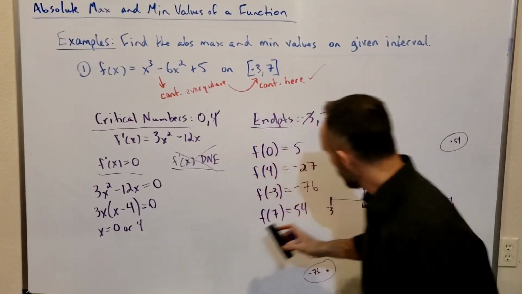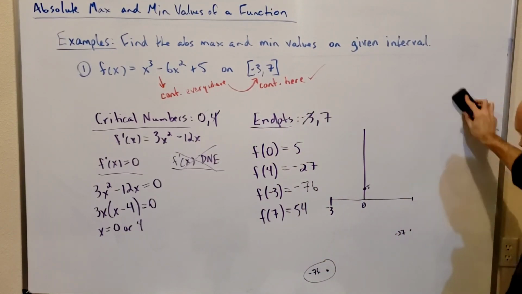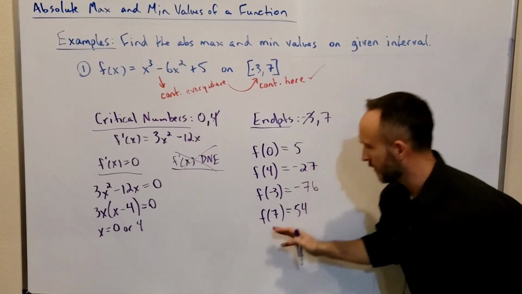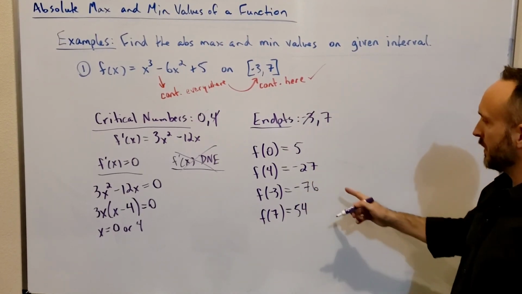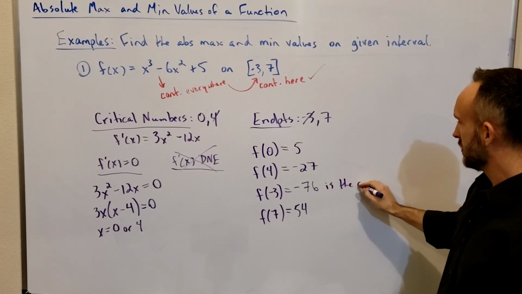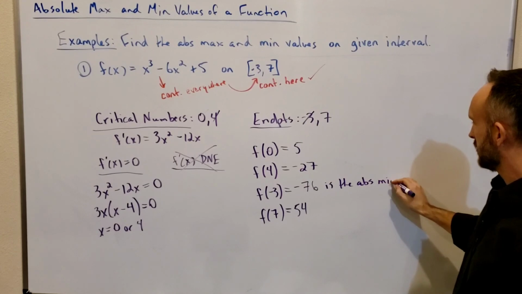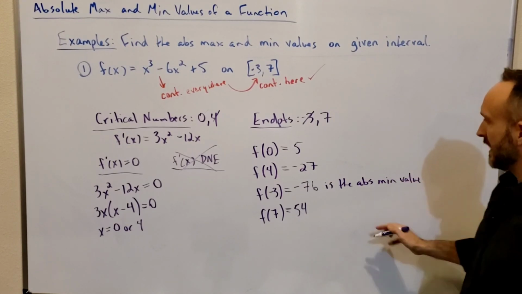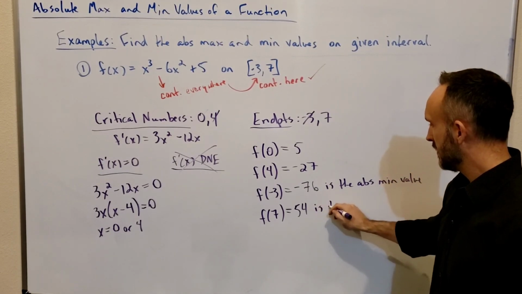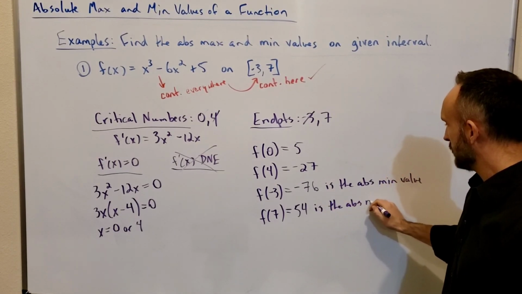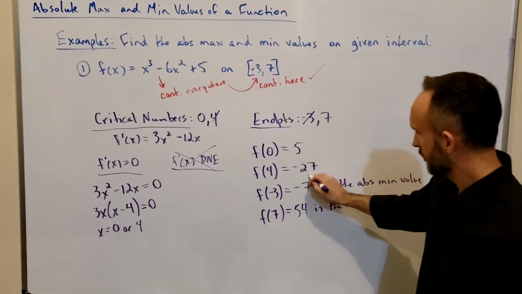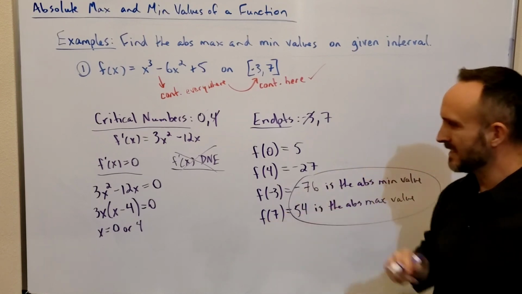Okay? But we don't have to do that. I just wanted to show you this first time. Much later, we're going to actually be graphing functions using derivatives. But for now, we can say, all right, -76 is the absolute minimum value. And it occurs at -3, of course. And 54 is the absolute maximum value. And it occurs at 7.